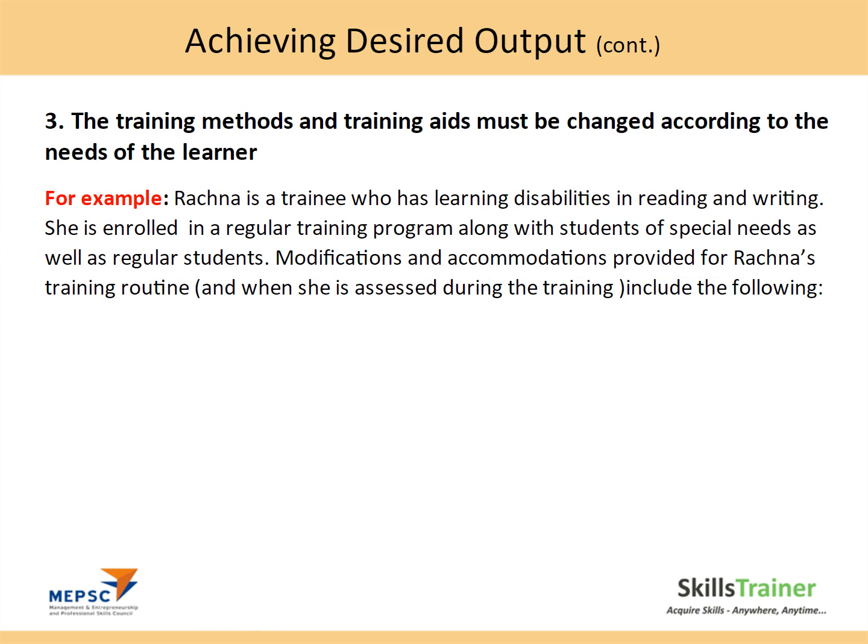For example, Rachna is a trainee who has learning disabilities in reading and writing. She is enrolled in a regular training program along with students of special needs as well as regular students. Modifications and accommodations provided for Rachna's training routine, and when she is assessed during the training, include the following. She has shorter reading and writing assignments.